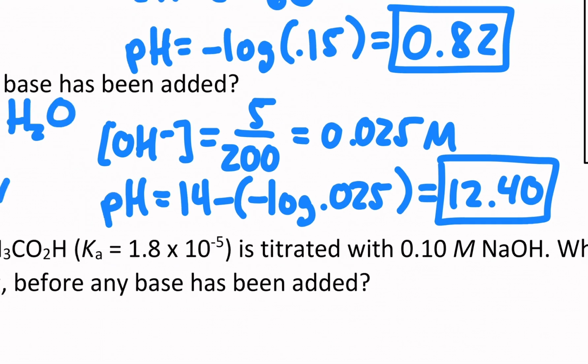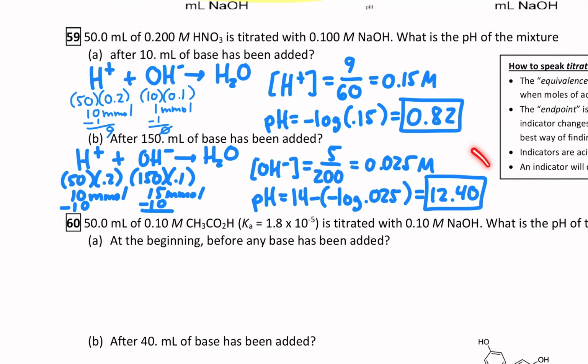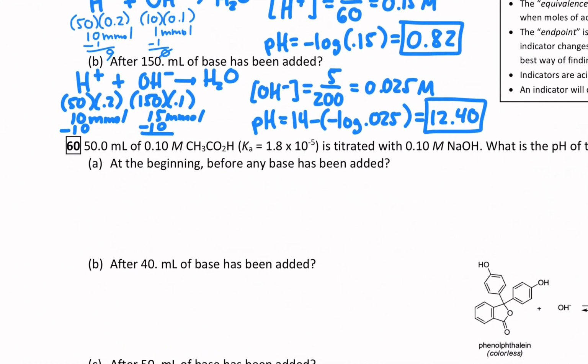Makes sense. We are in excess base. You should have plenty of hydroxide ions and a high pH. That's how you handle strong acid and strong base titrations, and those are frankly not that interesting. They don't involve equilibria, they're a little bit too easy to solve.